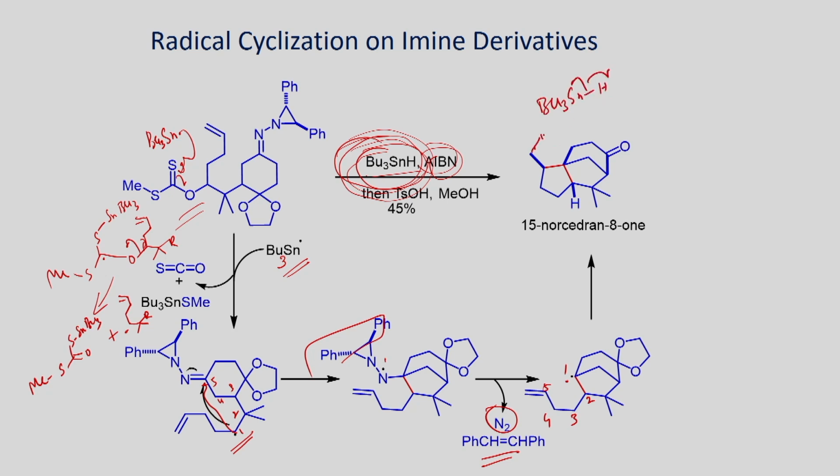In this way you can introduce the hydrogen atom here, and you can form a polycyclic system. You can see here, through the radical cyclization, you form two carbon-carbon bonds to get this fused cyclic system as the product.